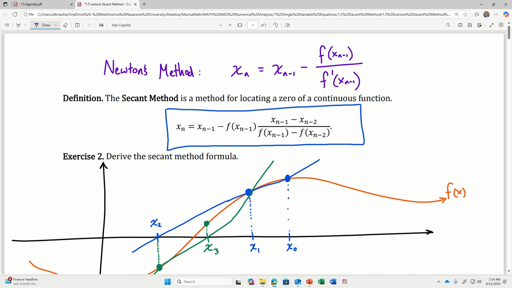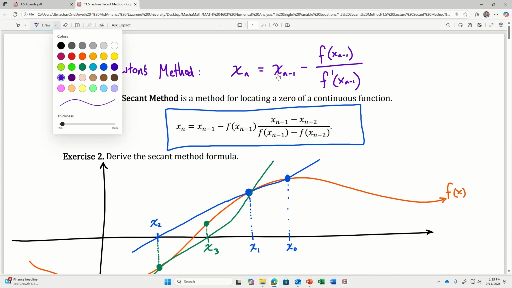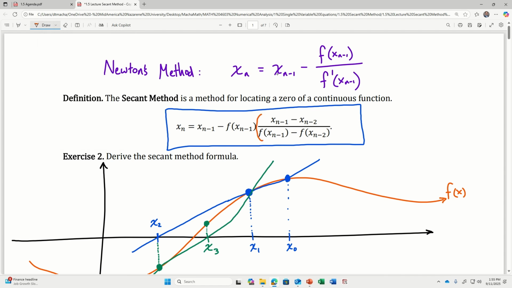And instead of dividing by the instantaneous rate of change, does that bring back memories? In Calculus 1, sometimes you call the derivative the instantaneous rate of change. We're just going to divide by the average rate of change. And dividing is the same thing as multiplying by the reciprocal, and you should hopefully recognize this part right here as being the reciprocal of the average rate of change for this function.